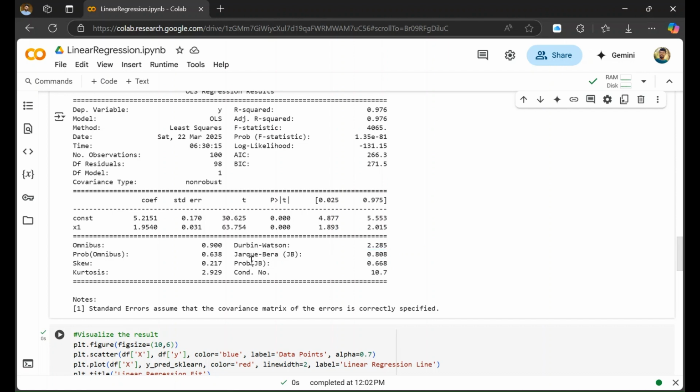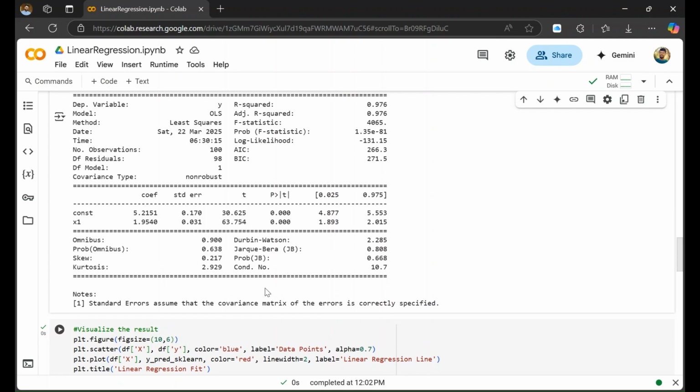And we have skewness and kurtosis. These are measures of the shape of the distribution of residuals. What skewness and kurtosis are, I've explained in my other videos. You can check those if you don't know. The ideal values are that skewness should be close to 0 and kurtosis should be close to 3 for a normal distribution, which we are achieving here. Since the data set we generated is normal, these are the ideal values that we are getting.